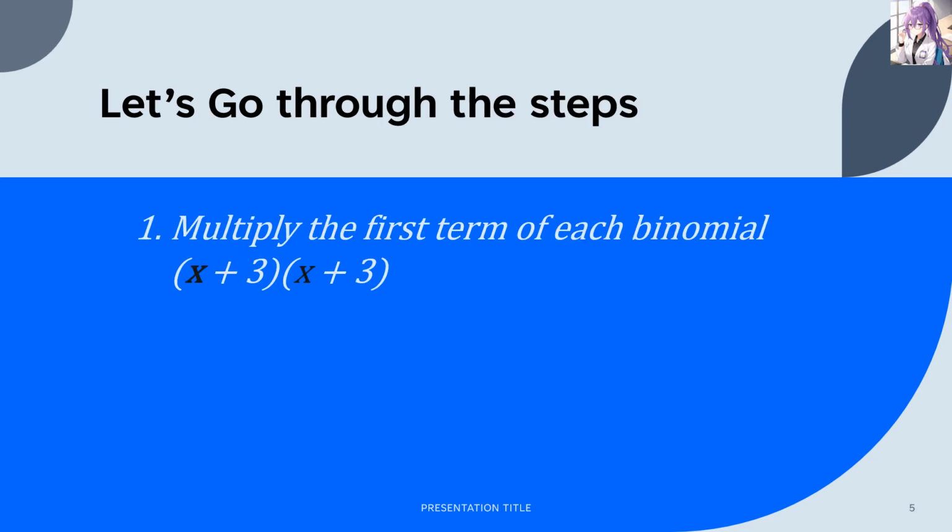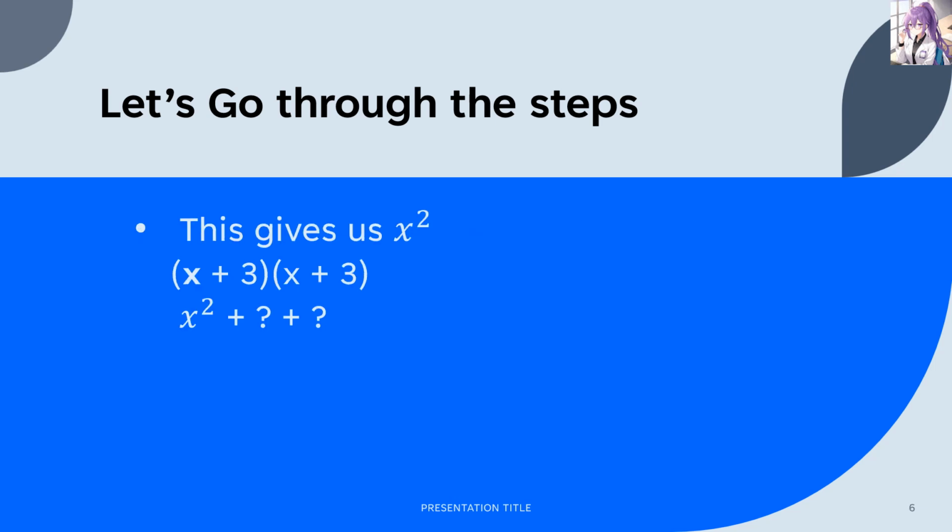So we're going to go through the F step, or the first terms in the binomial. I have put them in black to help you identify which terms we're going to multiply. In this case, we're multiplying x times x, which, as you know, will give us what's on the following slide. As you can see, that will give us x squared.